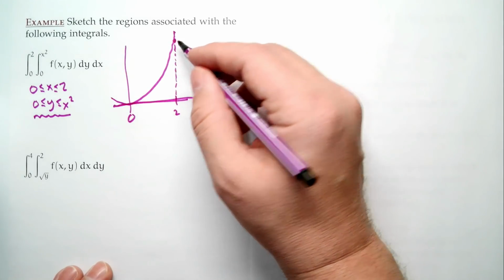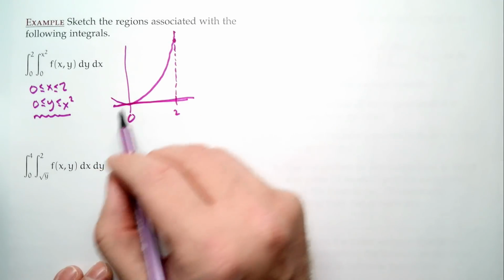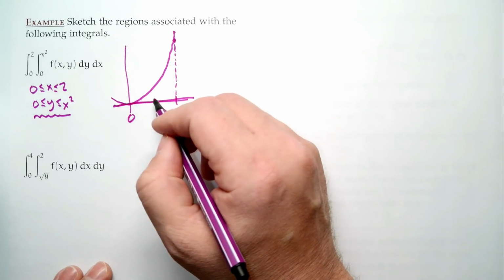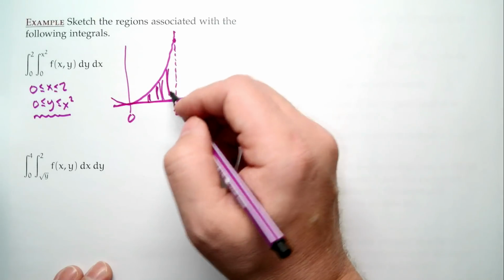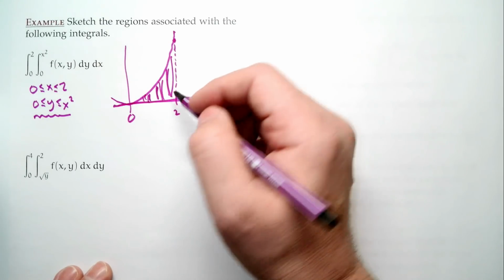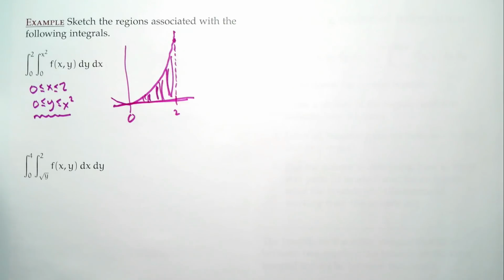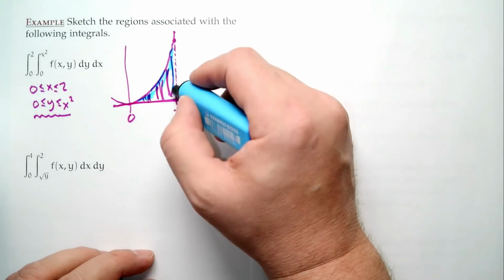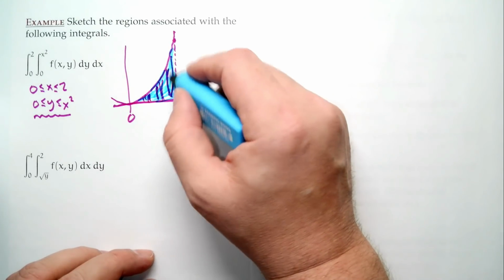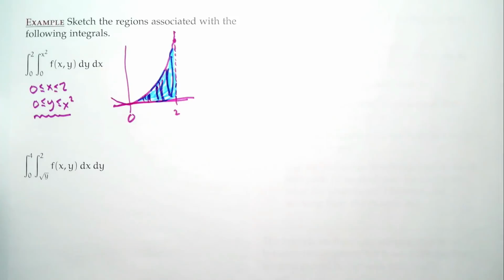And now we say, well, we go from 0 out to 2. So maybe that's 2. And this is a case where for a particular x, we're running up and down. So we're slicing this region in a nice vertical fashion, and our region is this whole part right here. All right. Yes? Right? Good? Okay.